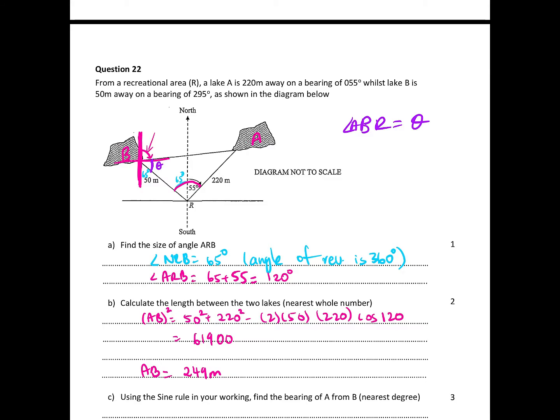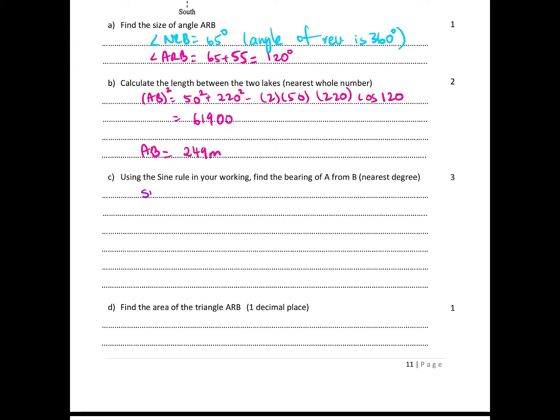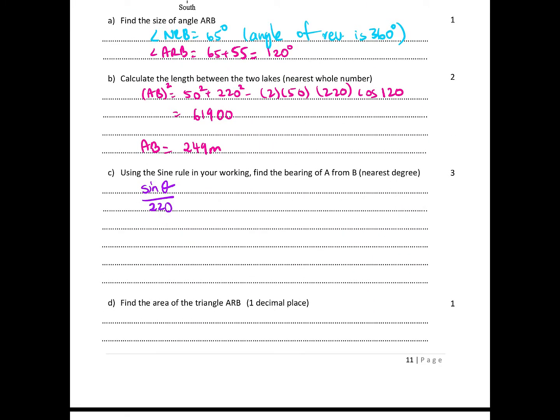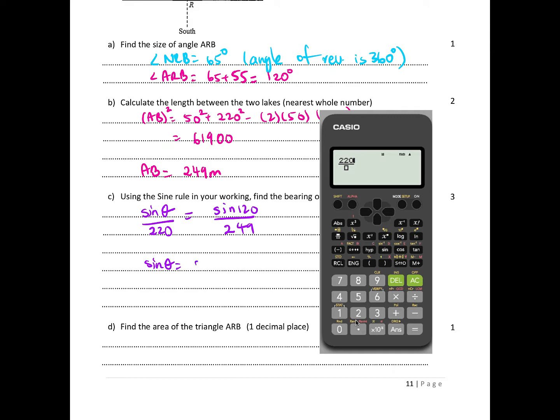Okay, so I've got 65 degrees in the blue. I'll find out what theta is, which is the angle that makes up an angle in the triangle, and then I would add those two up and subtract it from 180 degrees. So letting angle ABR equal to theta, let's have a look. I've got now sine theta over 220 is equal to sine 120 over 249. Yeah, so sine theta is equal to 220 sine 120 over 249.